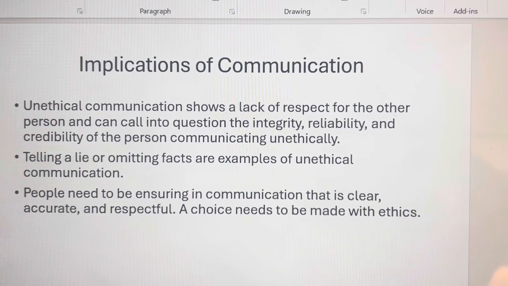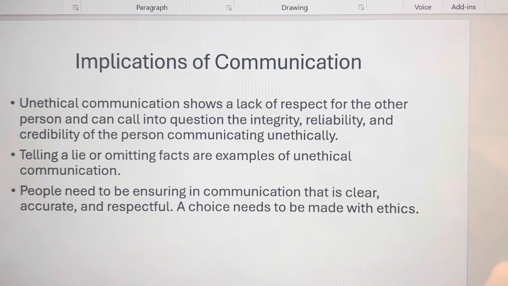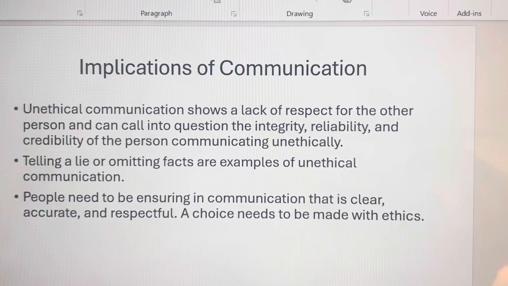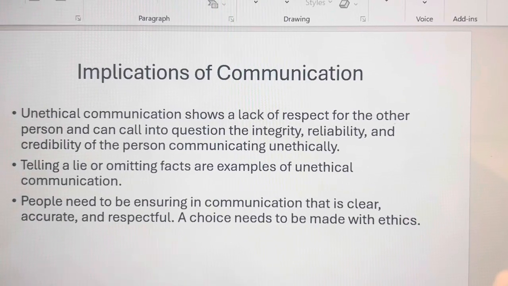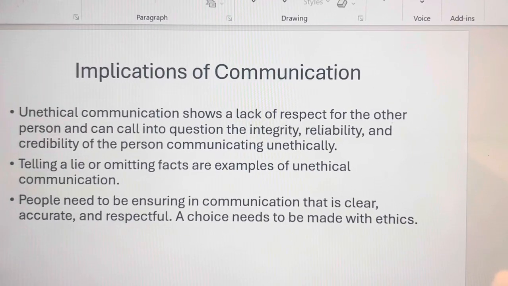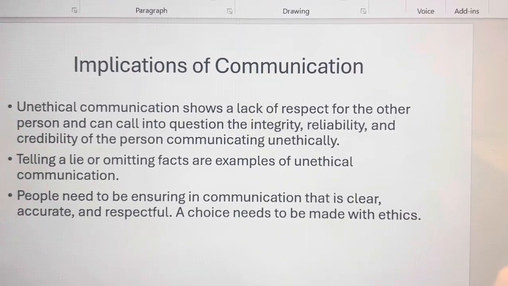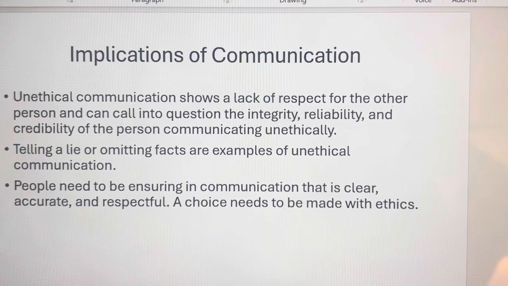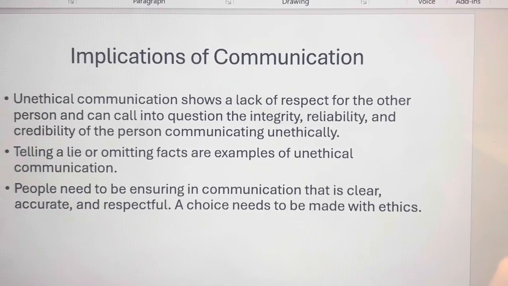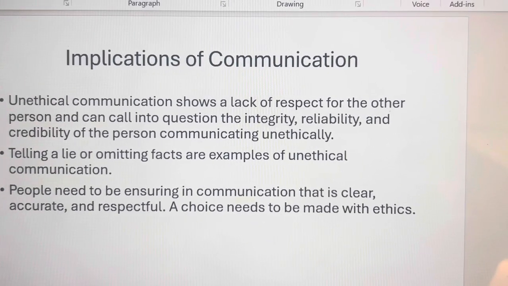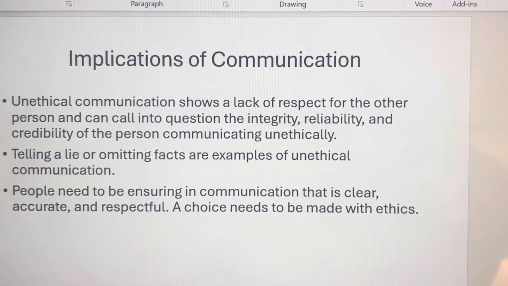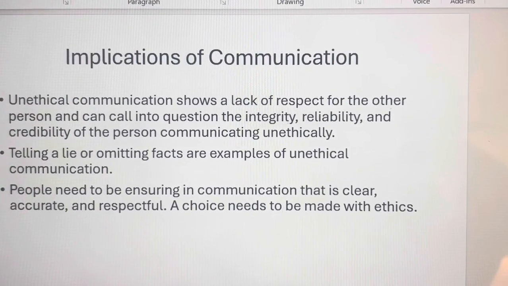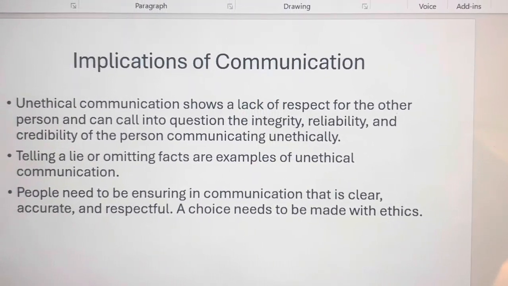Implications of communication. Unethical communication shows a lack of respect for the other person and can call into question the integrity, reliability, and credibility of the person communicating unethically. It's also telling a lie or omitting facts, and there are also examples of unethical communication. People need to ensure communication is clear, accurate, and respectful. A choice needs to be made with ethics.